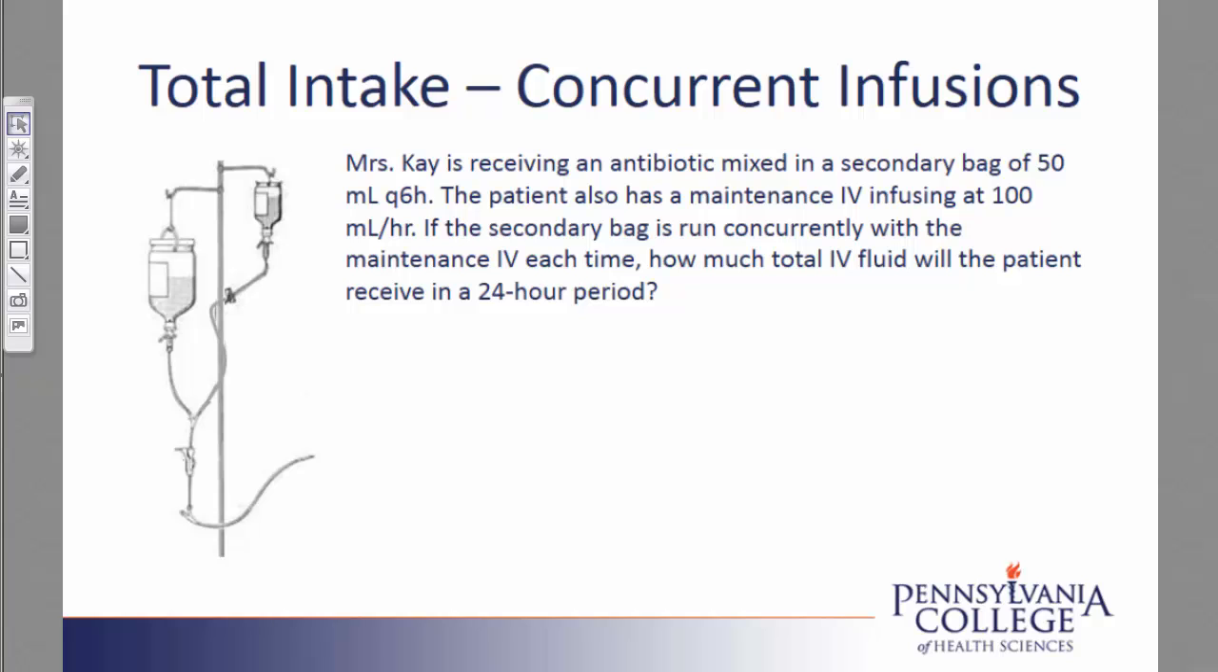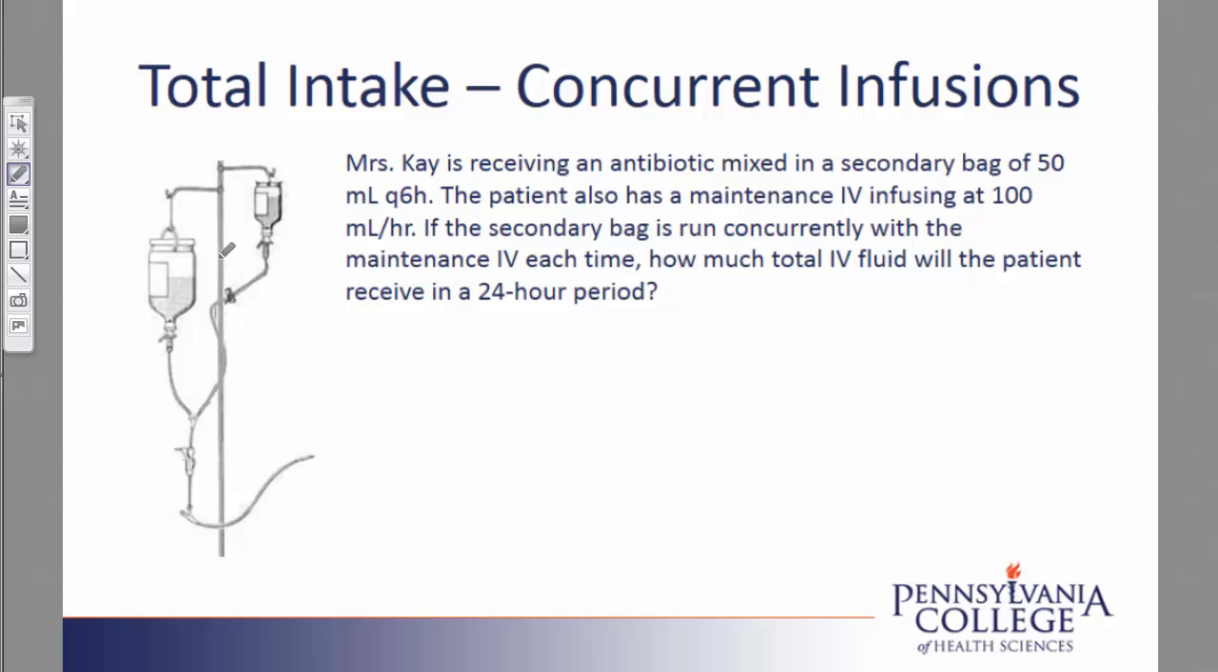Together we are going to complete a total intake problem. This particular problem is dealing with concurrent infusions. We'll read the problem. Mrs. K is receiving an antibiotic mixed in a secondary bag of 50 milliliters every 6 hours. The patient also has a maintenance IV infusing at 100 milliliters per hour. If the secondary bag is running concurrently with the maintenance IV each time, how much total IV fluid will the patient receive in a 24-hour period?